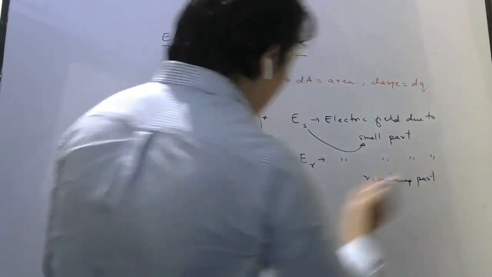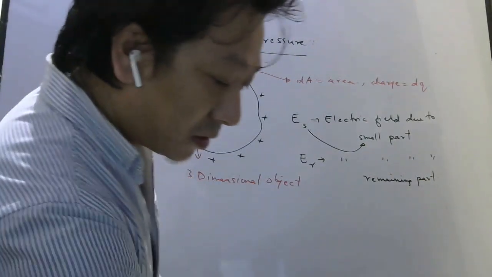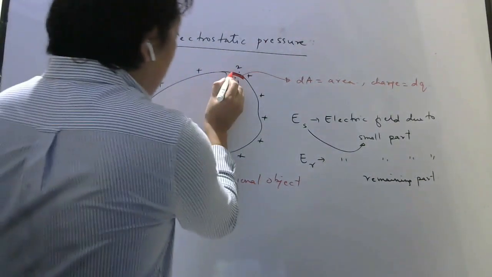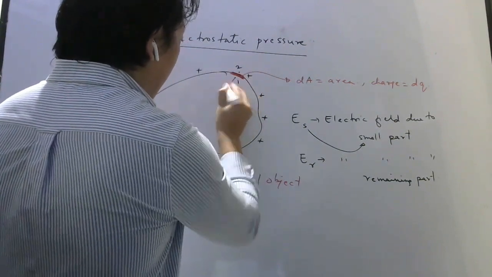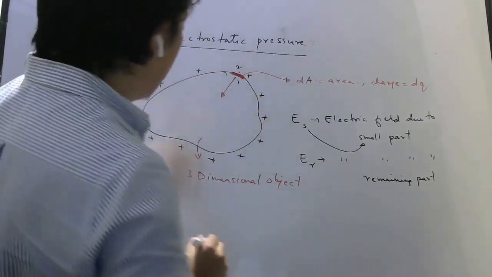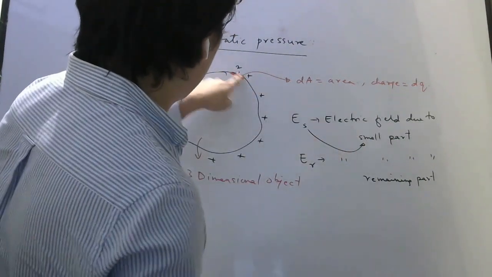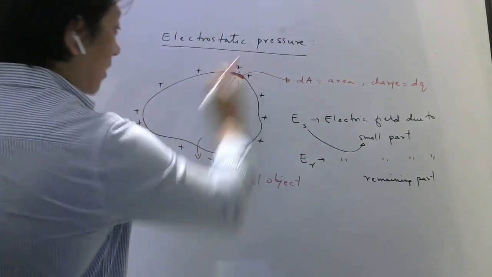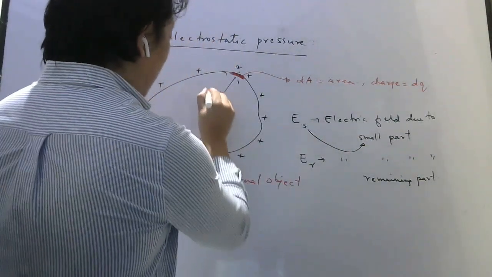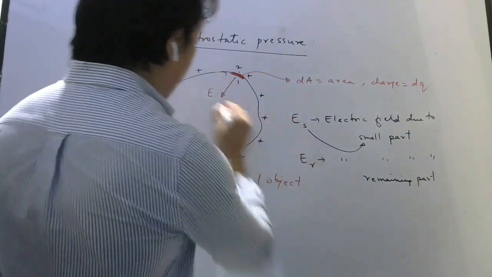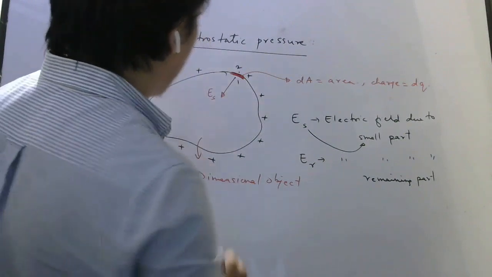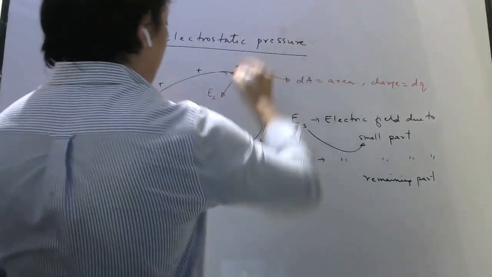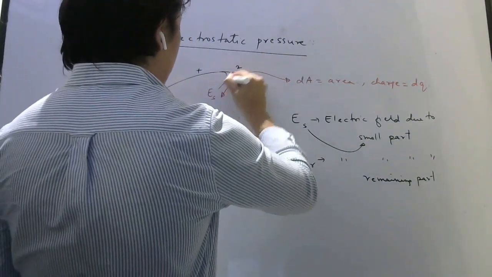Okay. So now, the electric field due to this part, since it is positive, will be away. At this point 1, the electric field due to this small red part will be away. Right? So this is your ES. And the electric field here due to the remaining part will be away that side. Okay, let me show it here, it's away that side.